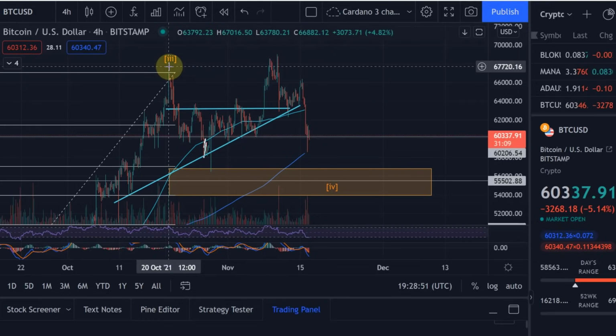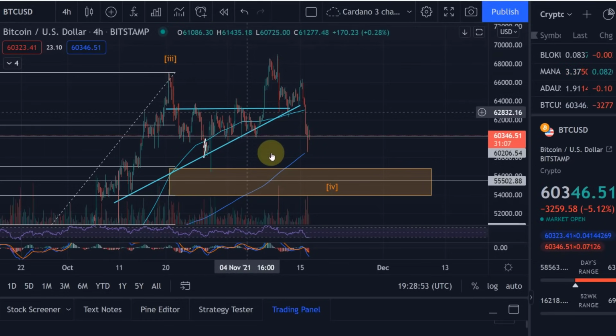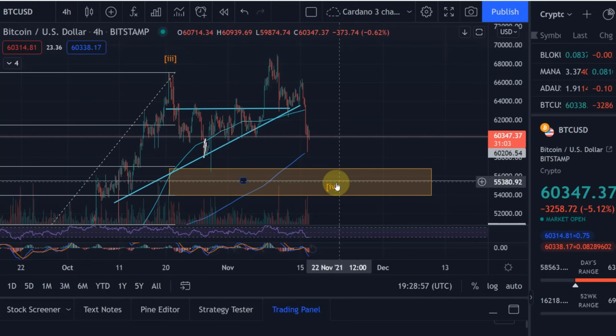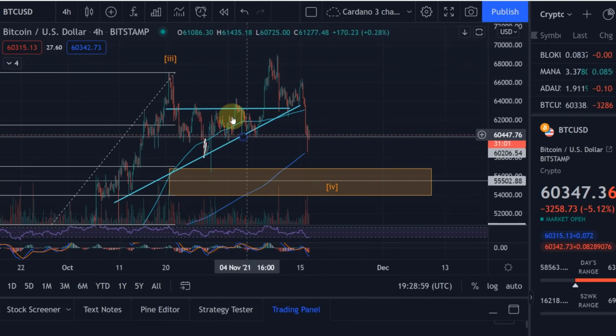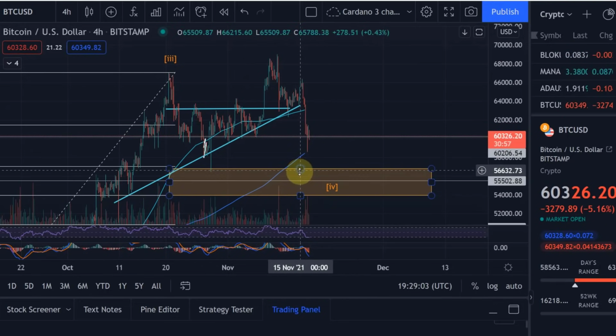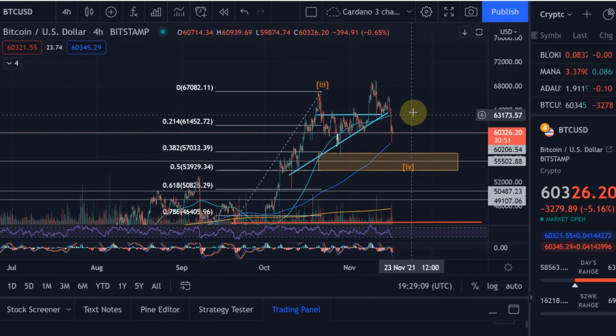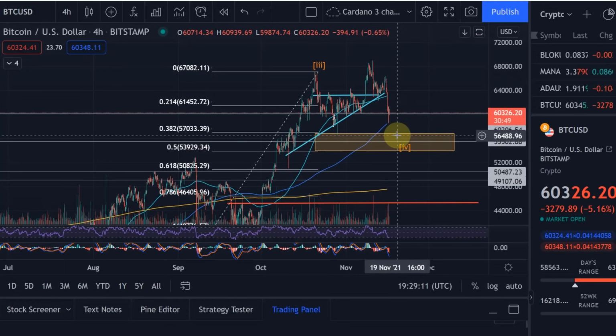So where are we now? This then means that this has to be at the moment a wave 3 up here, and we are now coming down in a wave 4. So this is a corrective move, a corrective wave. And I have talked about this target level for a while now. We haven't reached it yet, but I'm certain that we are going to reach that. This is between 54 and 57K.